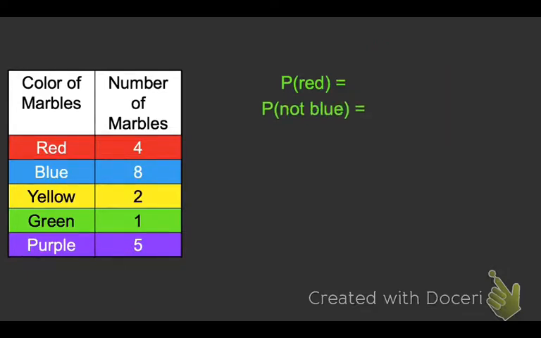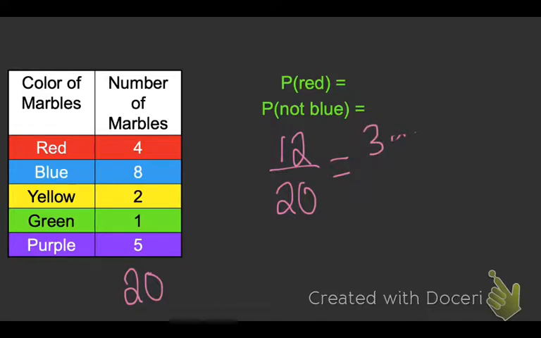Okay, the only other one I'm going to do with you is the probability of not getting a blue. So what that means is, what's the probability of getting anything but blue? So if I have 20 total marbles, that's my total still, and I have 8 blue marbles, that means the probability of not getting a blue is 12. Okay, 20 minus 8 is 12, or you could do 4 plus 2 plus 1 plus 5. I need to simplify that. I can divide both by 4 and get 3/5, which when I put it in my calculator is 60%.